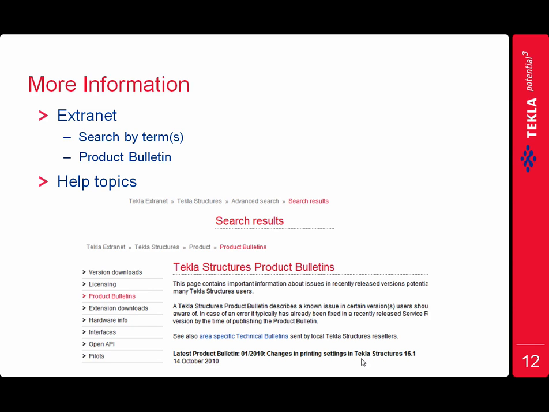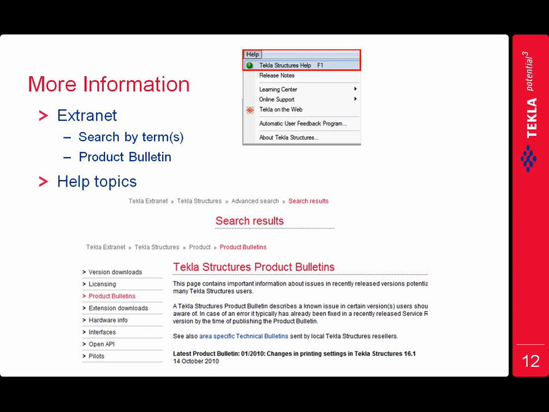Also note that there was a product bulletin for 16.1 regarding changes in the printing settings. I believe it had to do with the auto rotation and the auto scaling, and which direction it was doing. You might want to look into that if you're looking to upgrade to 16.1 and see how that's going to affect your printing before you're ready to start printing drawings.